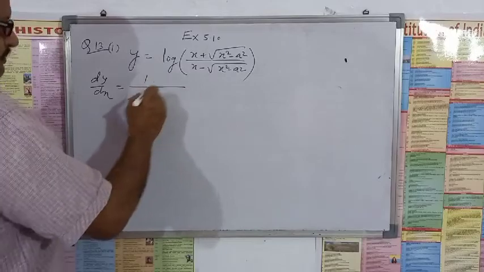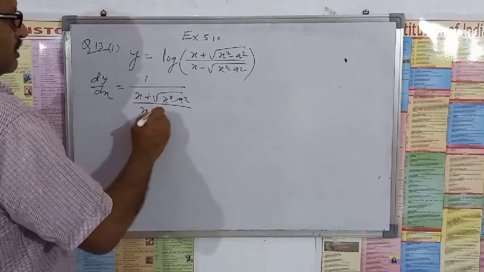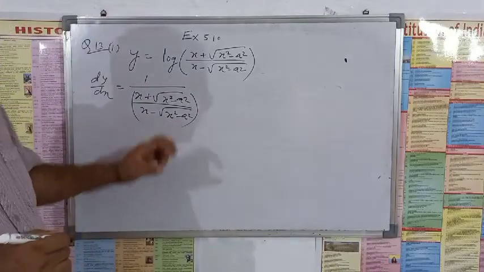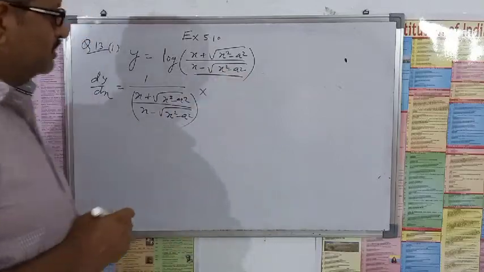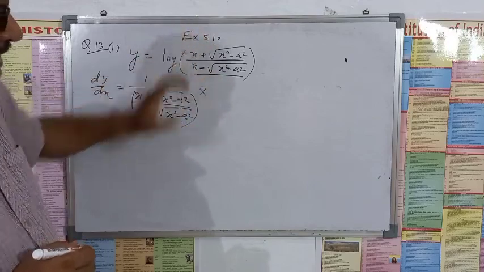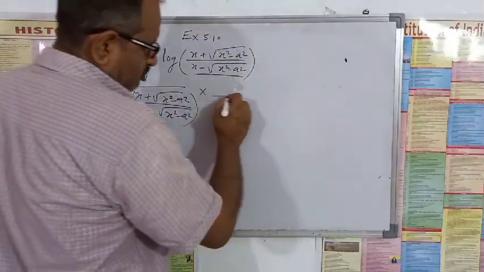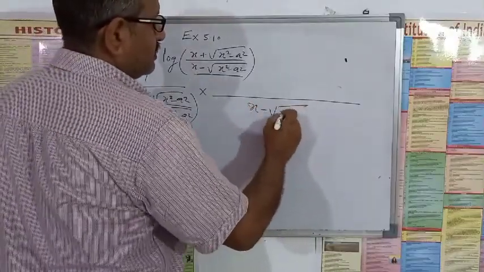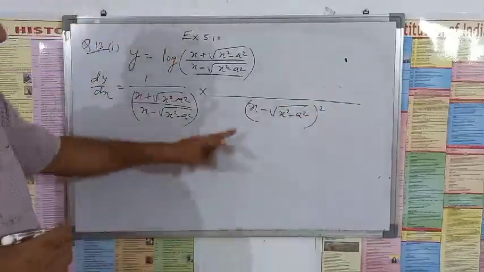So 1 upon x plus root x square minus a square upon x minus root x square minus a square into, now we will differentiate this bracket. This is the derivative of log of this. Now we have to differentiate this bracket. So to differentiate it, we have to use the quotient rule. So apply the quotient rule. We have to write square of the denominator.